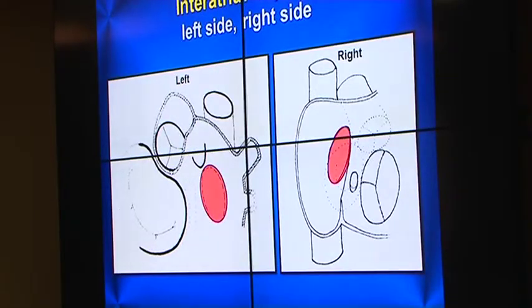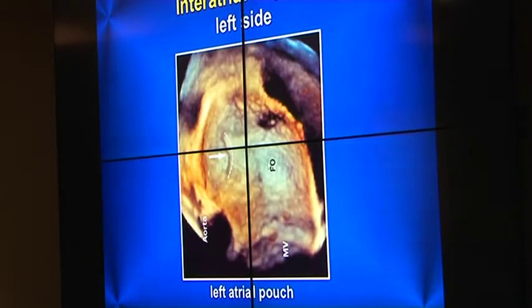Let's have a look at the interatrial septum. We can look at the septum with the help of 3D from the left side or from the right side. The central portion is the fossa ovalis. And this is the left side of the interatrial septum. This is the en face view from the left atrium. It's quite featureless. We can't see many things.